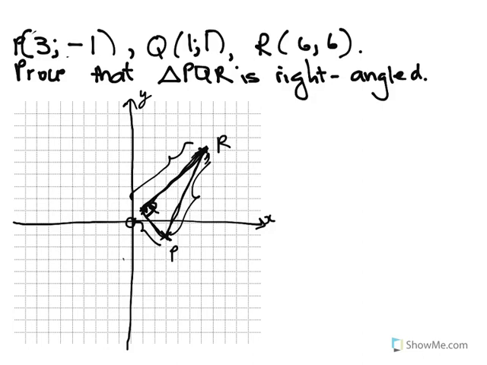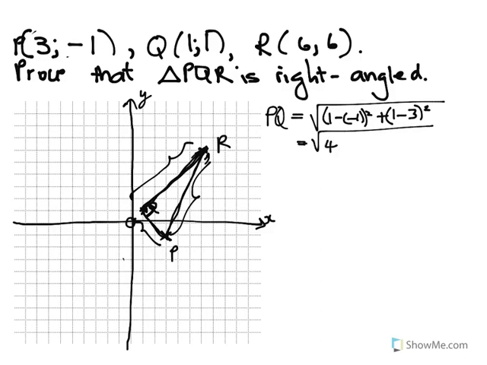So let's work out our distances. PQ is going to be equal to 1 minus 1 squared plus 1 minus 3 squared, and that gives me 2 squared, which is 4, and this will also be 2 squared, which is also 4, and we'll just keep them in surd form, so square root of 8.